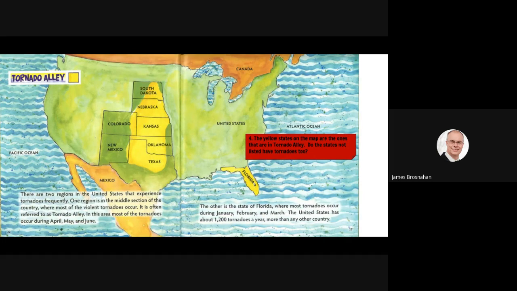There are 2 regions in the United States that experience tornadoes frequently. One region is in the middle section of the country, where most of the violent tornadoes occur. It is often referred to as Tornado Alley. In this area, most of the tornadoes occur during April, May, and June. The other is the state of Florida, where most tornadoes occur during January, February, and March. The United States has about 1,200 tornadoes a year, more than any other country. Number 4, the yellow states on the map are the ones that are in Tornado Alley. Do the states not listed have tornadoes too?